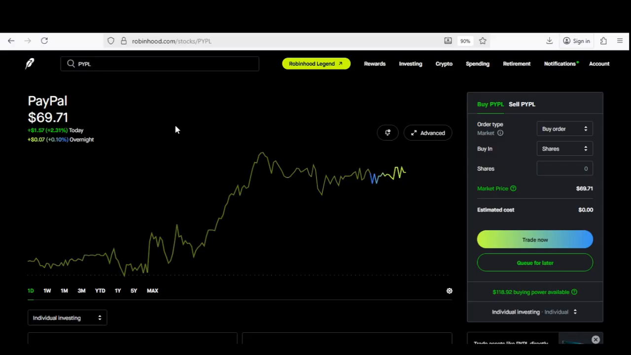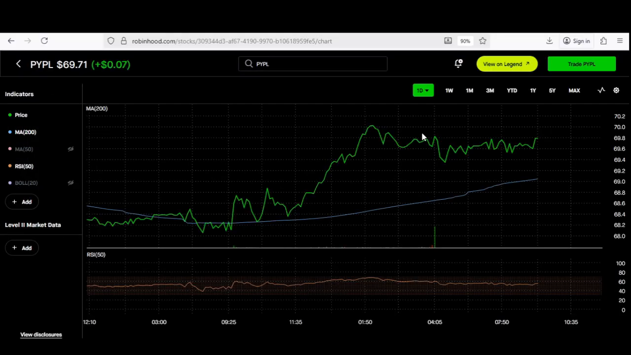Now, there's only three proven ways in which anyone could learn options and be very good at it, and those ways are going to be to practice, practice, practice. That being said, let's go ahead and jump into the advanced feature right here in order for us to go ahead and open up the chart.